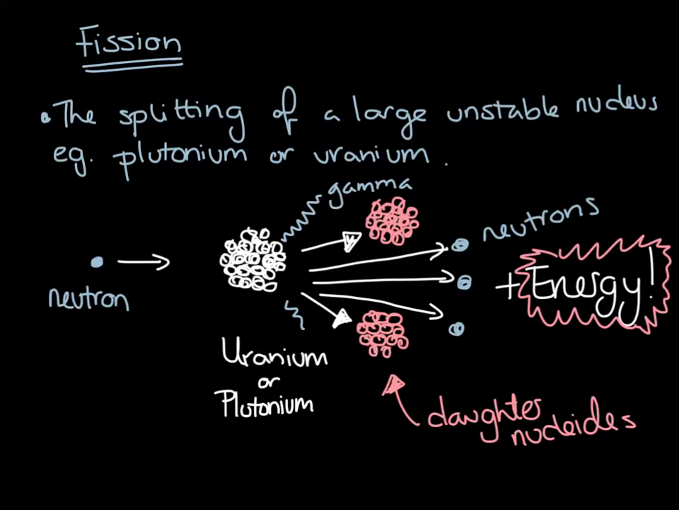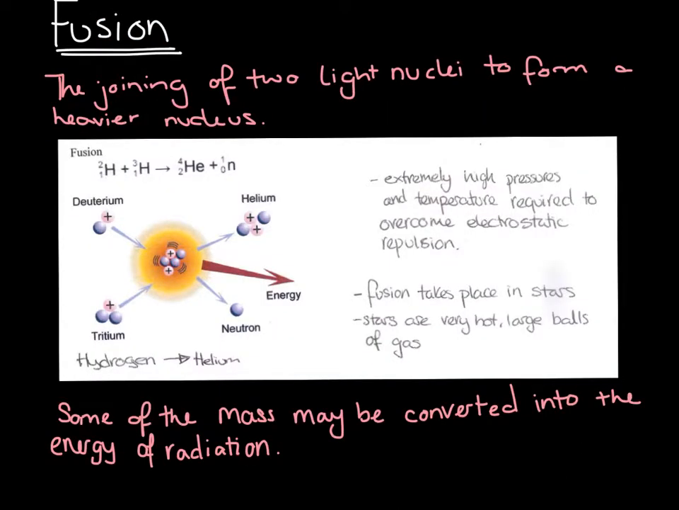So if we remind ourselves of fission to make sure we've got both of them to hand in our memory so we can see the differences, we're going to take a neutron that's going to be absorbed by this uranium or plutonium nucleus. It's going to split into two smaller daughter nuclides. It's going to emit gamma radiation, and it's going to emit 2 or 3 neutrons and release energy. And that energy in power stations we then use to generate electricity. But fusion, as we've said, is different.